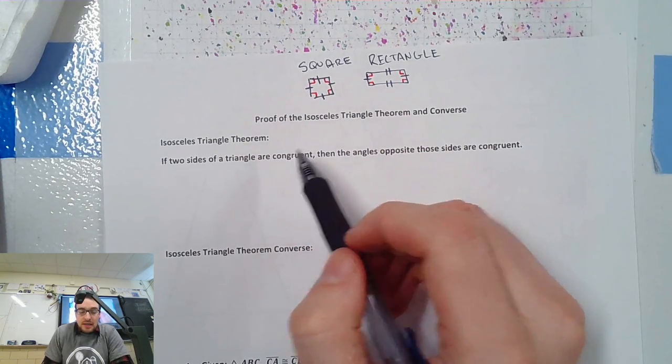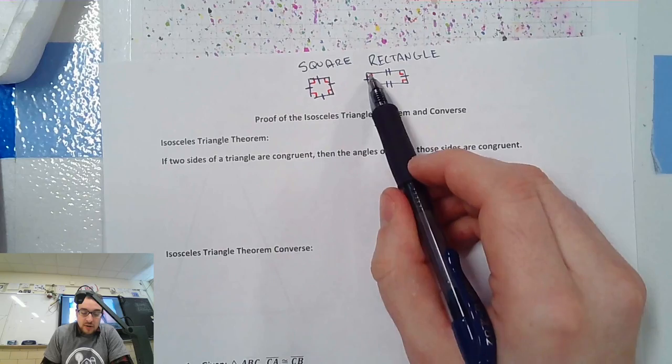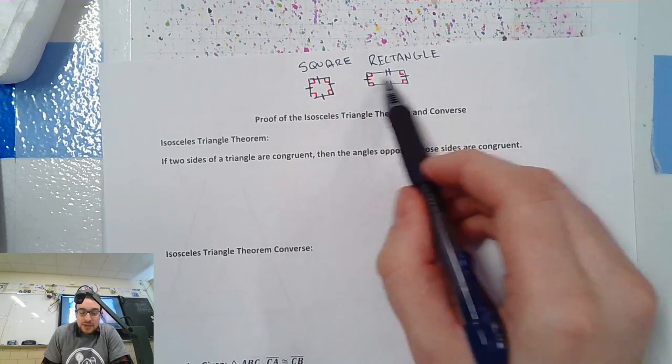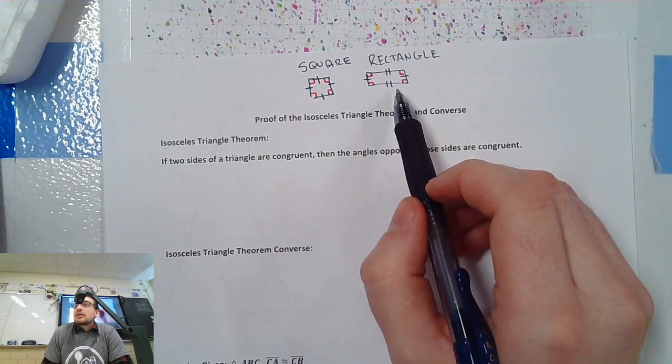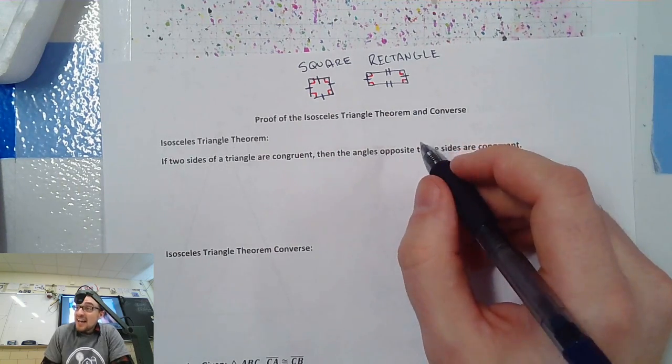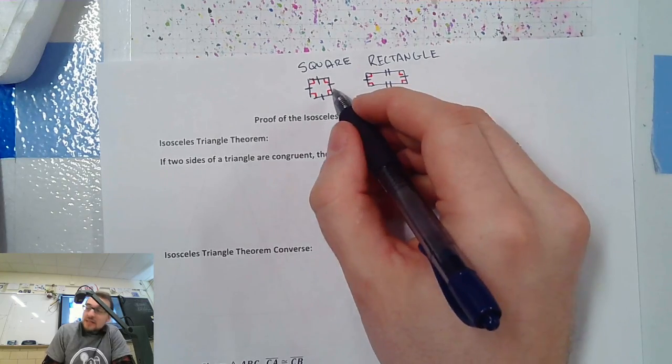I'll say it again. The definition of a rectangle is we have all right angles, and opposite sides are congruent. Does that check out over here? So a square is a rectangle. A rectangle can be a square. Exactly. All squares are rectangles.